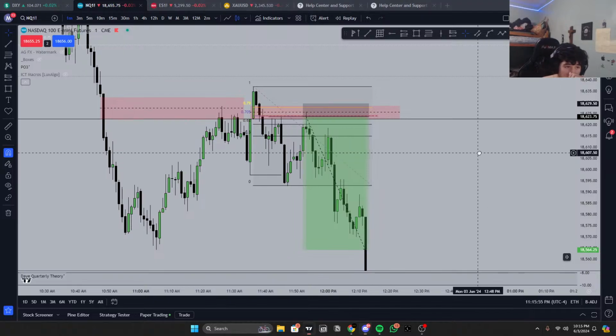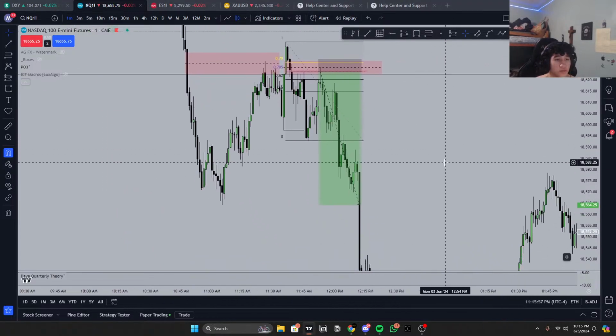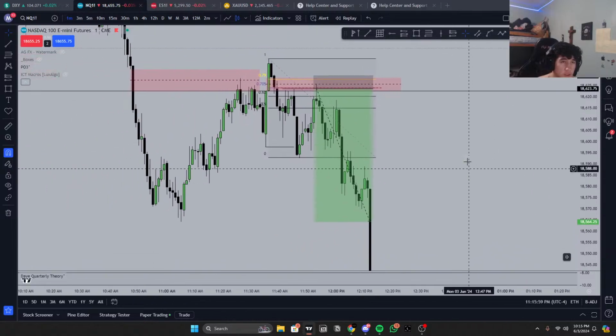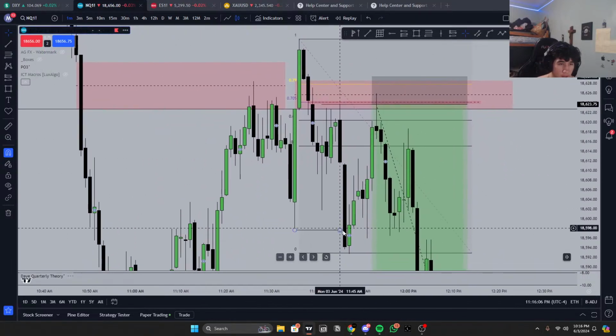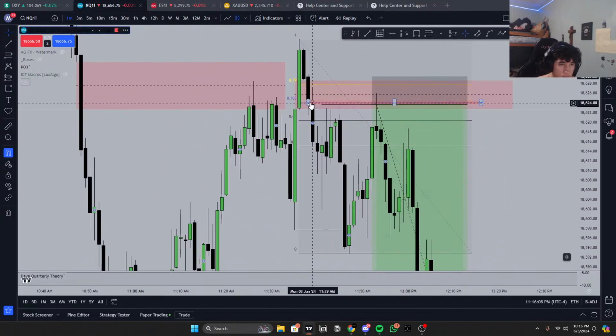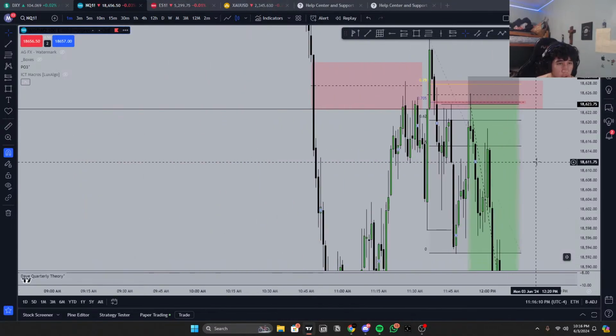What's OTE? OTE is a fib drawn. We want to see price retrace into it, so we mark it up from high and low. You can see how we retraced into it right here. We have high and low. We retrace into our 705 OTE. This is where we want to take our entry.